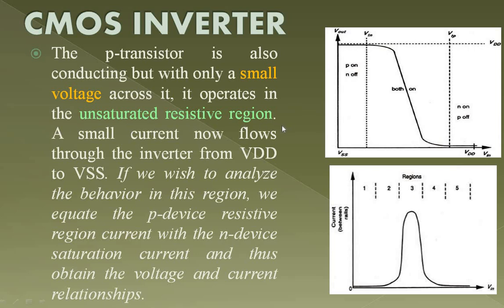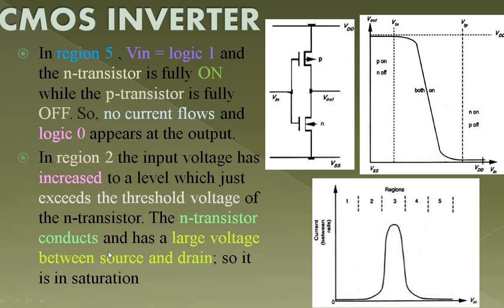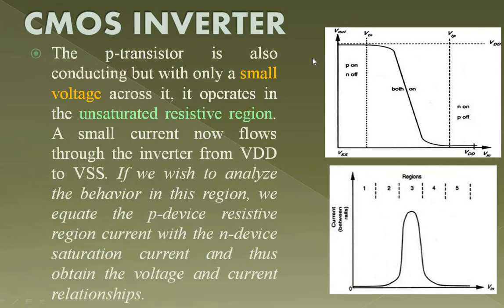What I have said, in region 2, we are giving a voltage which is just exceeding the threshold voltage of the NMOS transistor. So the PMOS transistor will be conducting. It is also conducting, but with a small voltage.